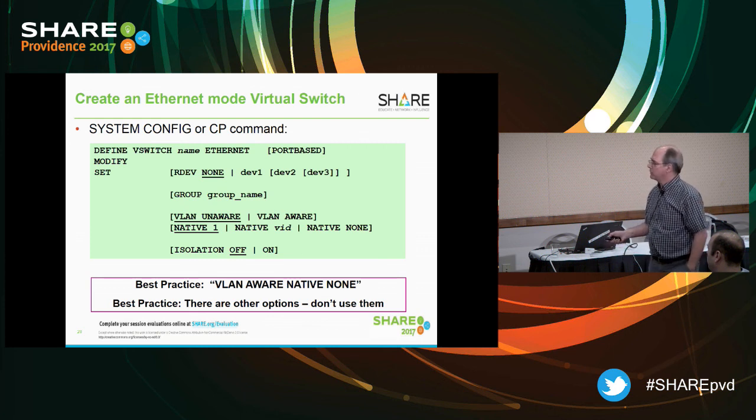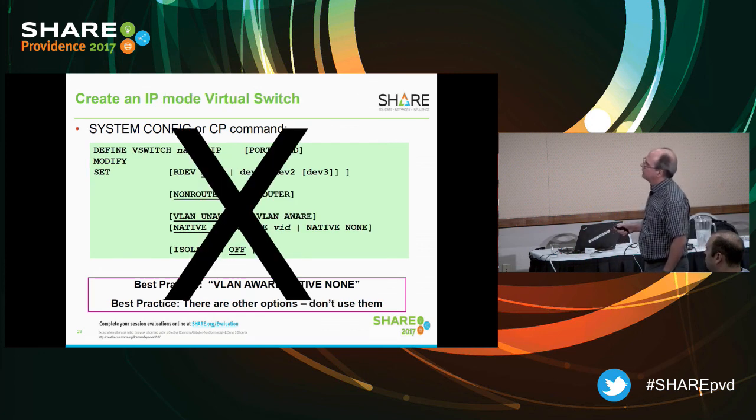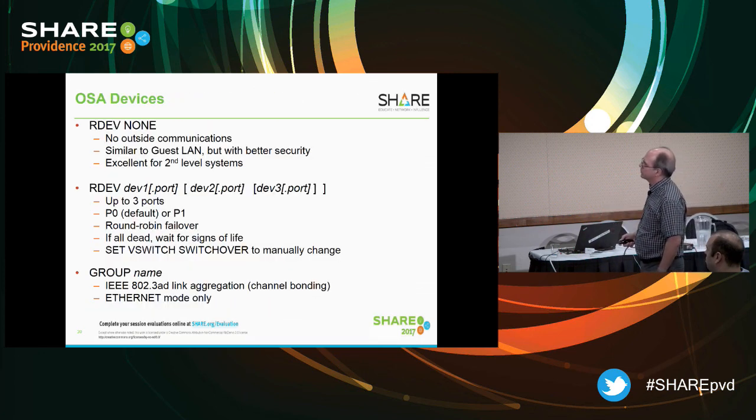I don't want to see VLAN with a number here, and I don't want to see a number after native. And I don't want you to allow these to default, because they will default in a way that we don't like. Because VLAN unaware, ooh, you're plugged into an access port. What's that all about? You know, you're going to plug these things into trunk ports. Okay? And we're not creating IP mode virtual switches.